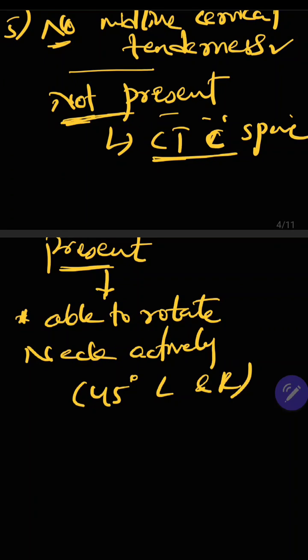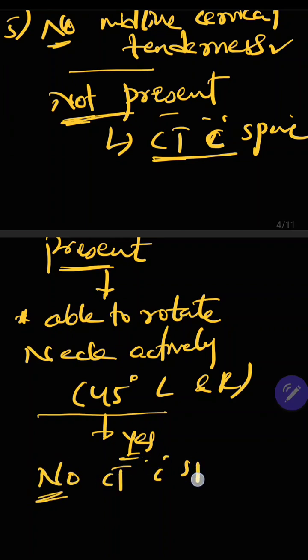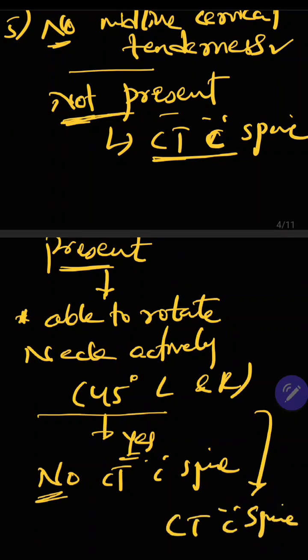So you ask the patient to rotate the neck to left and right, and if the patient is rotating his neck comfortably, you need not do CT C-spine. If the patient is not able to rotate, then directly go to CT C-spine. So this is the Canadian CT C-spine rule.